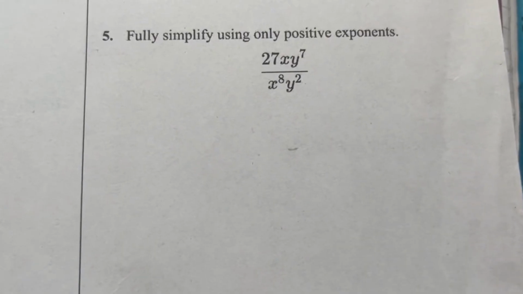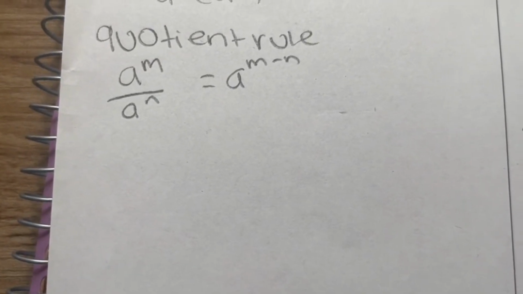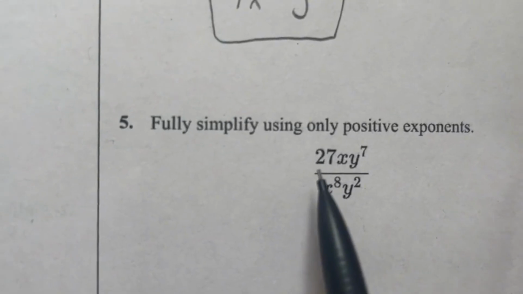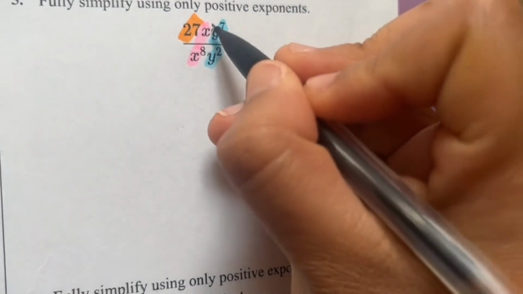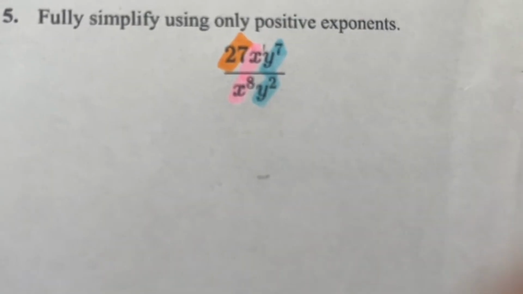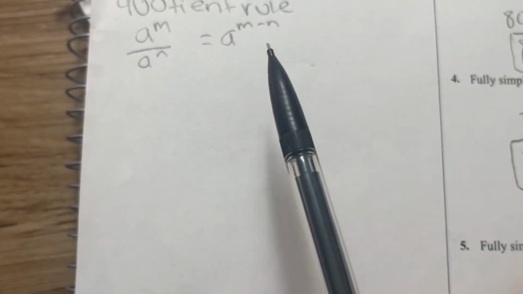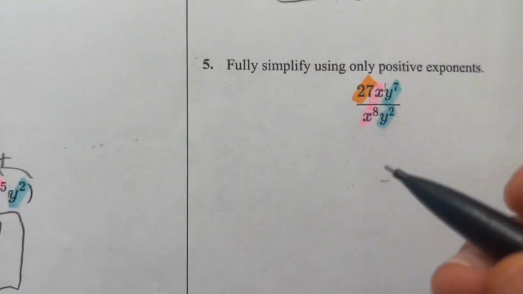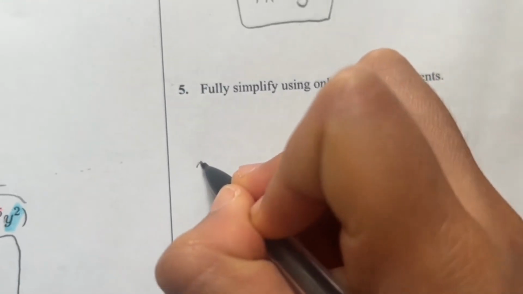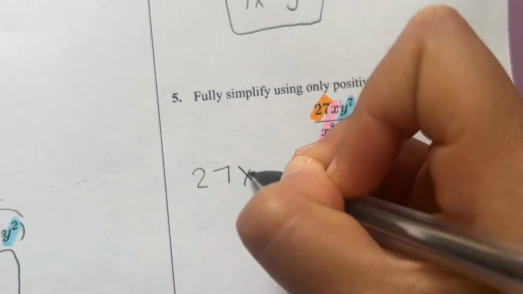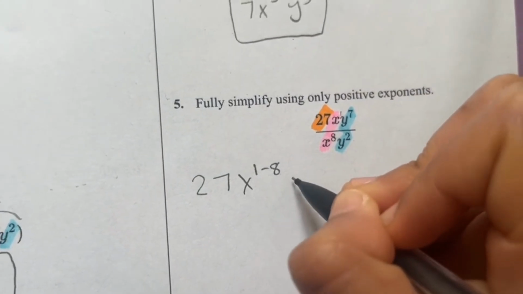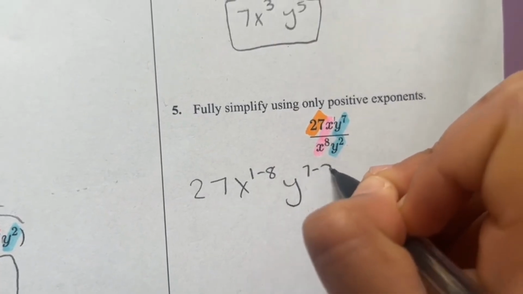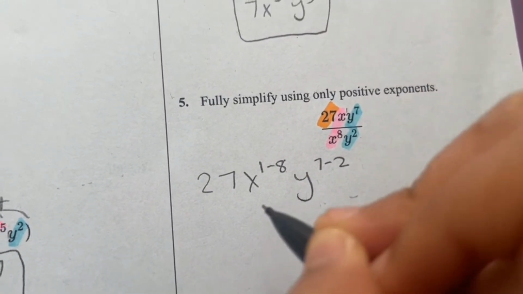Guys, as we can see, we have a different problem, and this time we're going to use the quotient rule. We're going to need another highlighter to highlight the 27. Here you can see that I highlighted them. And don't forget the x has a little 1 right there. The quotient rule, we can see that they subtract, so that's what we're going to do. So we're going to start off with 27x, 1 minus 8, and then y, 7 minus 2, as you can see.